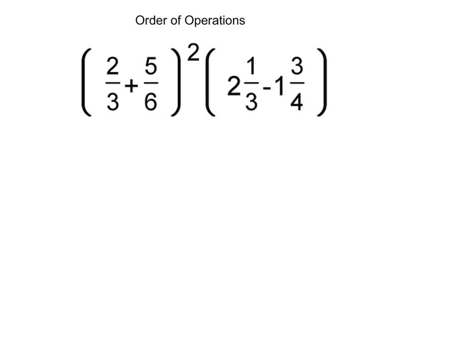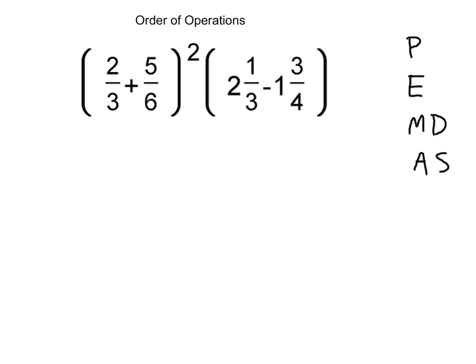Just as when we're dealing with whole numbers, when we have more than one operation involving fractions, we need to evaluate them in the right order. First is parentheses, then exponents, then multiplication and division, last addition and subtraction. So in this problem, we have two operations inside those parentheses.